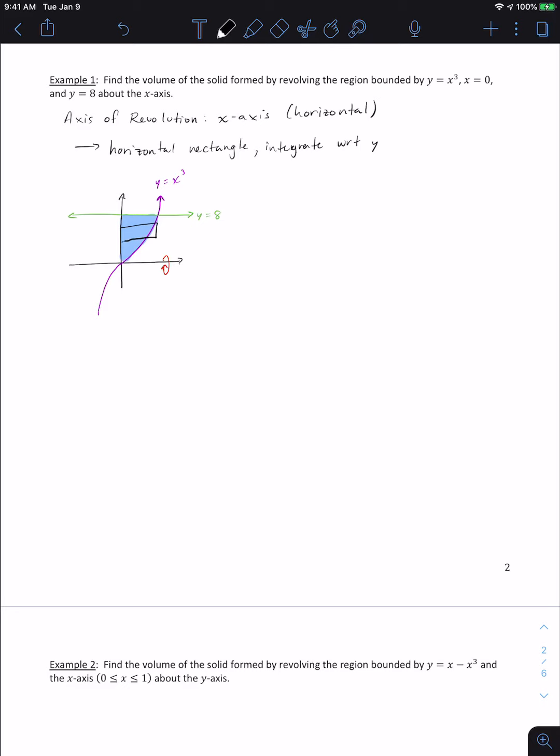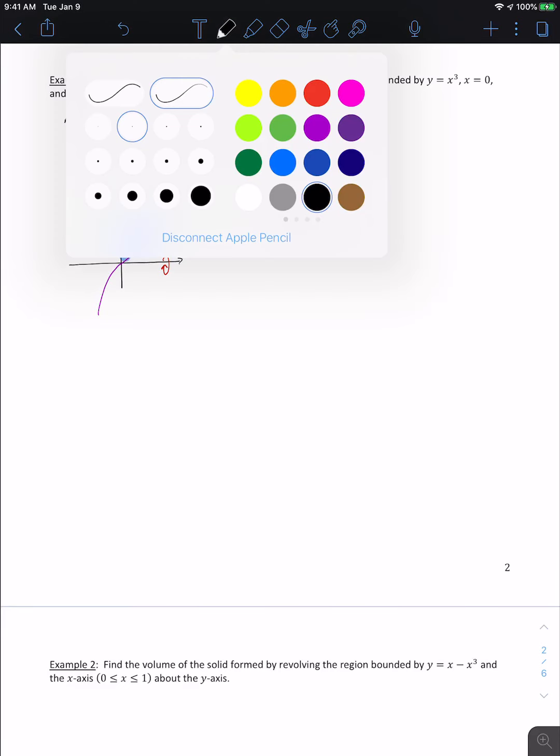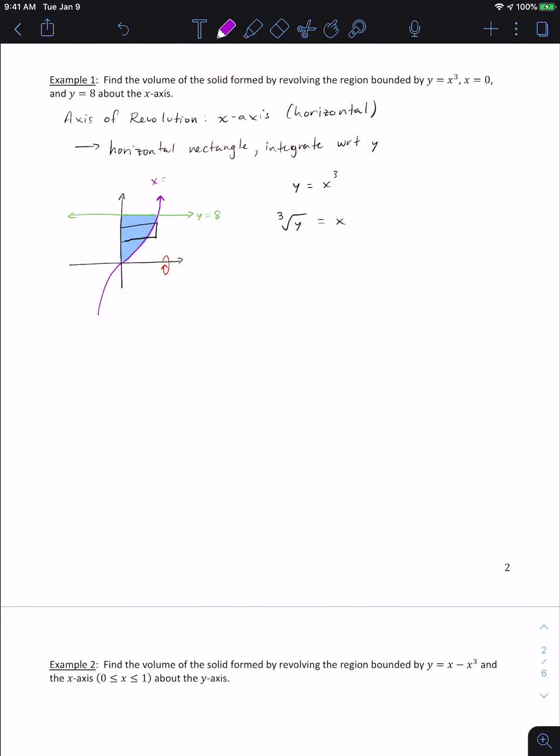And since I'm integrating with respect to y, I need my function y equals x cubed to be in terms of y. So if I were going to solve this so that it's x equals y something, so that way my function's in terms of y, this means that x equals the cube root of y, right? So I can go ahead and change this right here and write this as x equals the cube root of y, since that's the function we will be using because we want everything in terms of y.